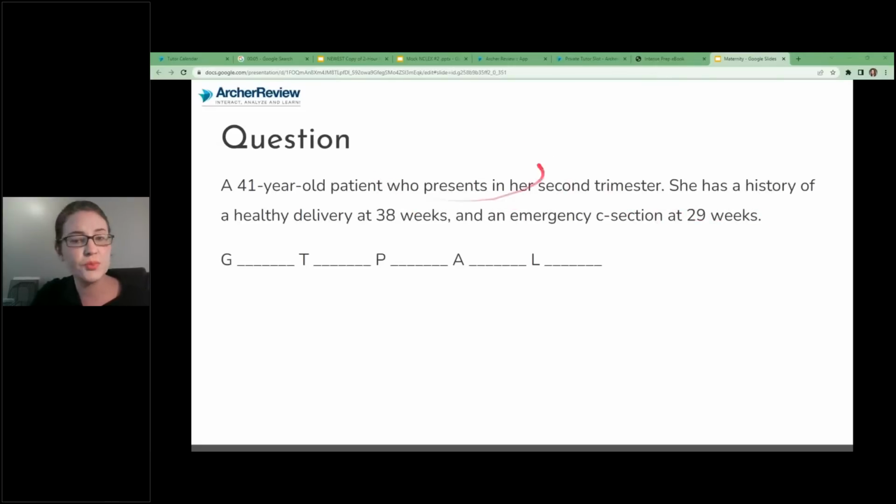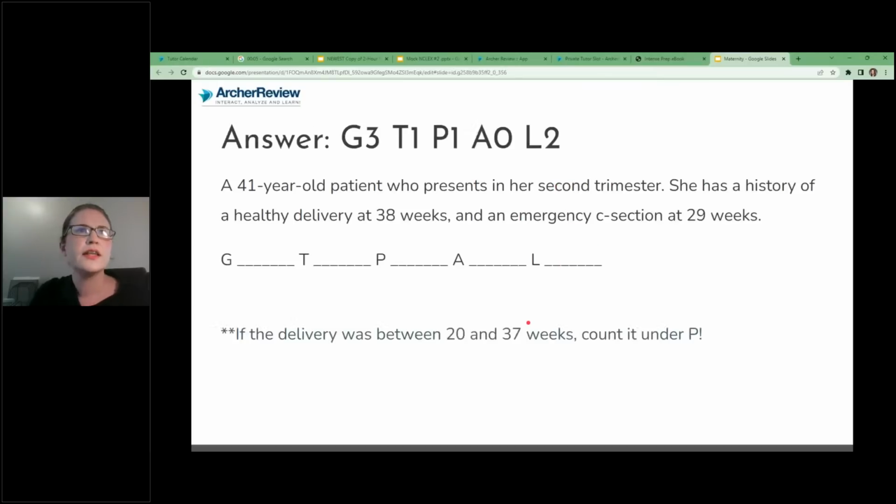Do we count the current pregnancy as a living child? Nope, you don't count a child as living until they've actually been born. So you just get 2 for living. Good. Let's try one more and then we'll keep moving.